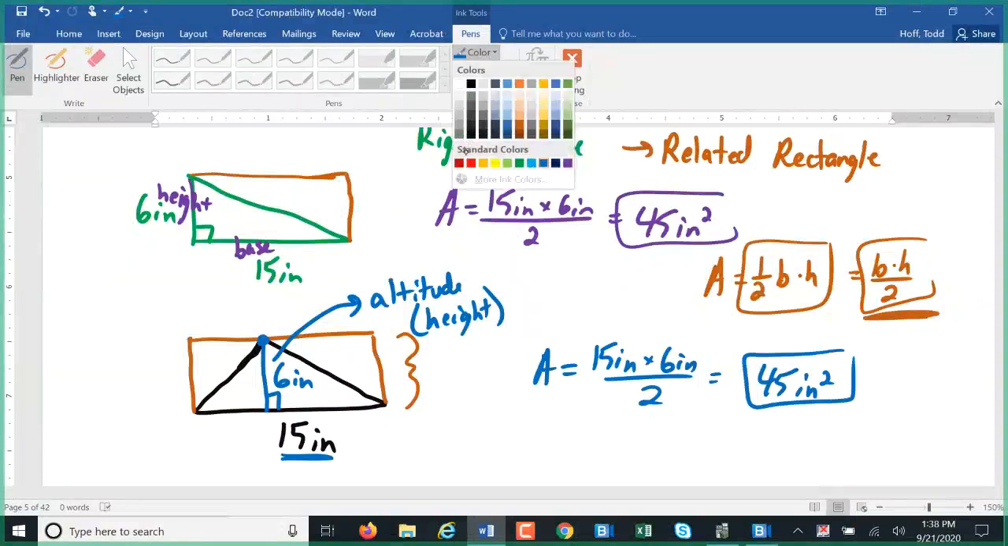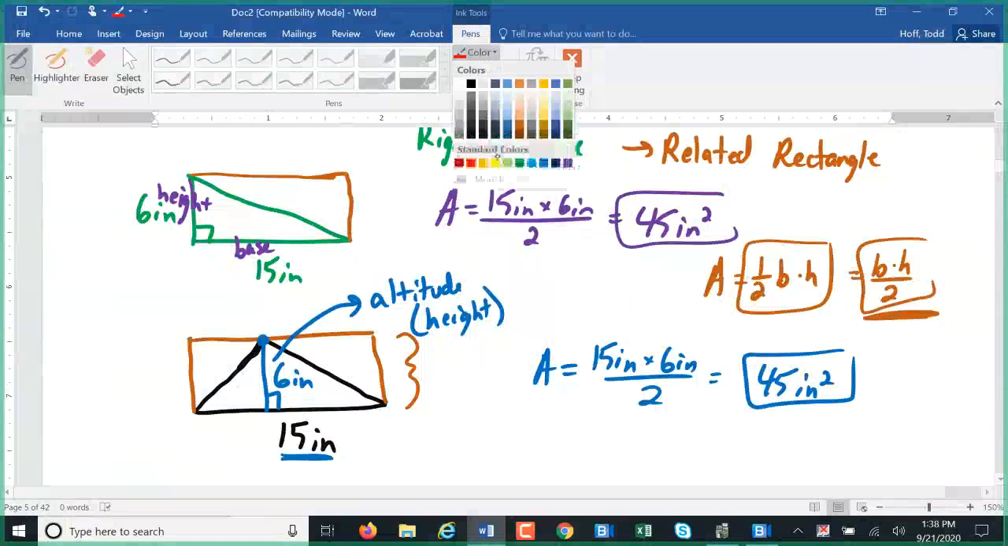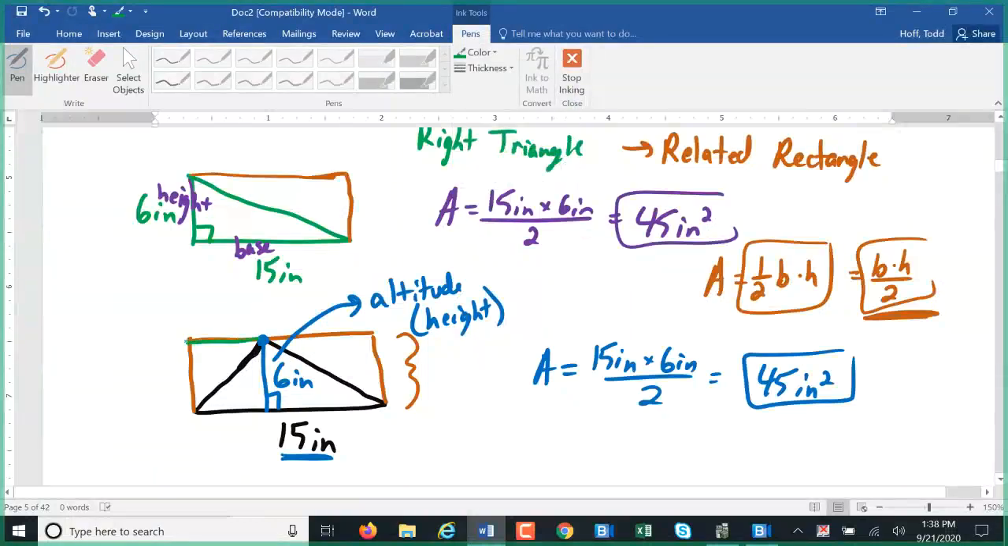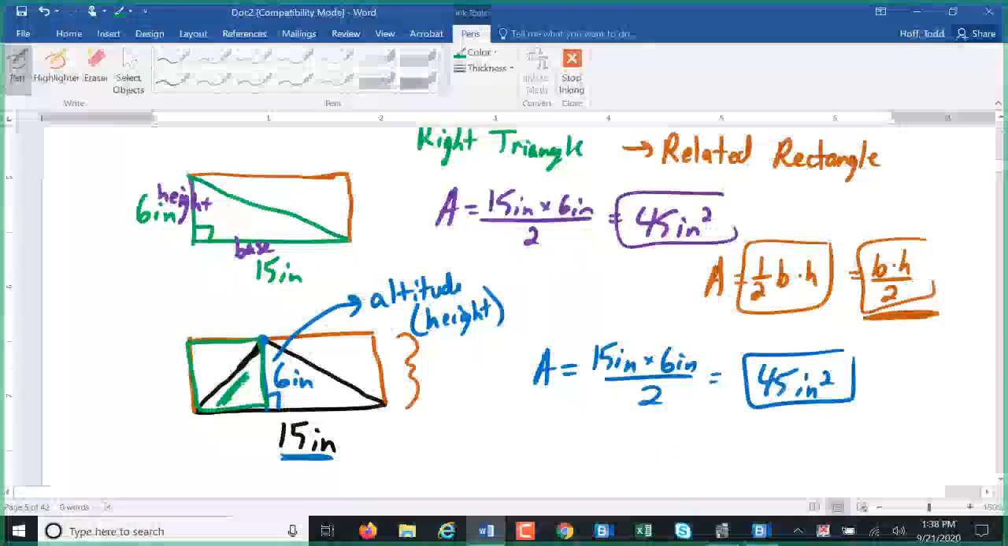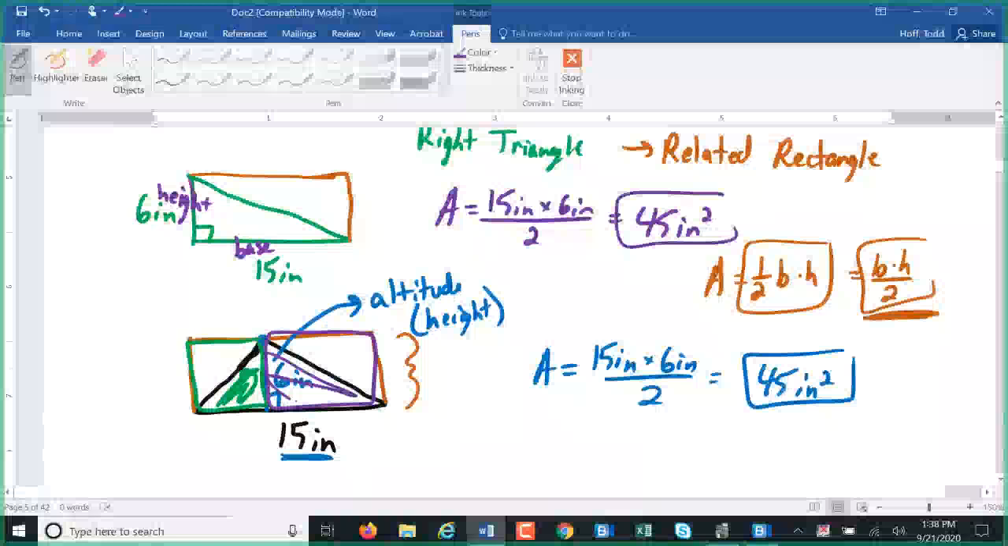Well, you might ask, it's not so obvious that that black triangle is half of that rectangle. Well, if I cut it into 2 pieces here, it's pretty obvious that this triangle is half of that portion of the rectangle. And over here, this triangle is half of that portion of the rectangle.